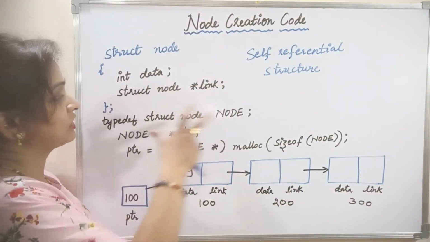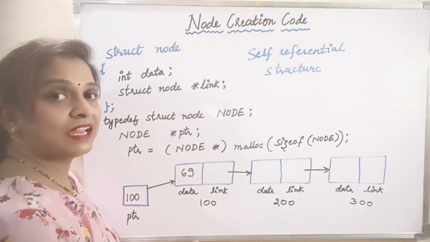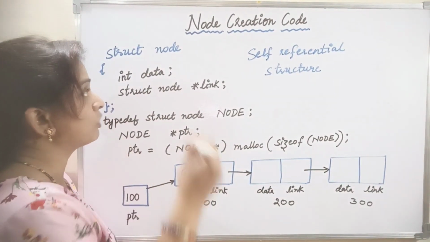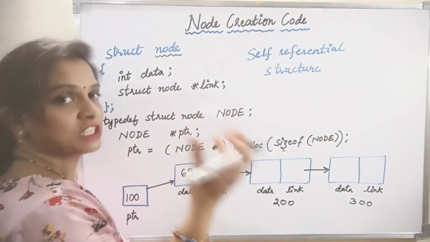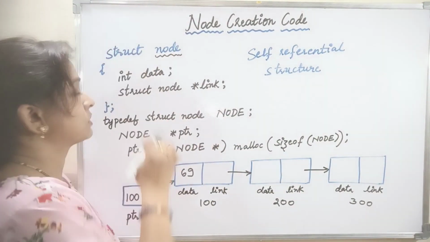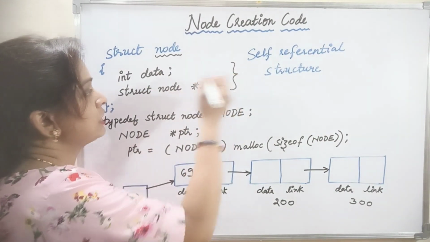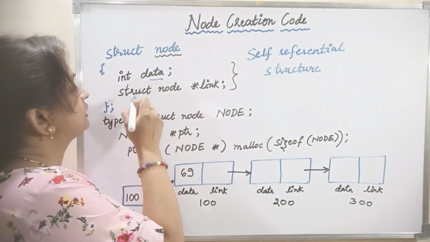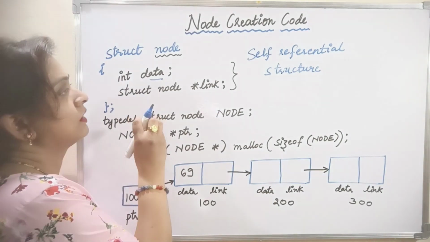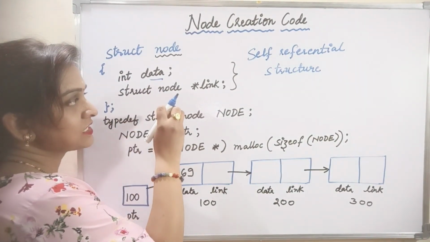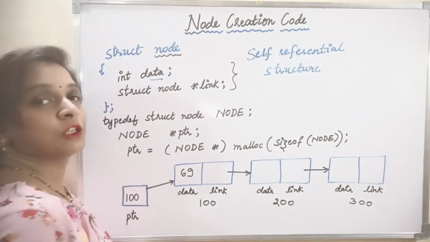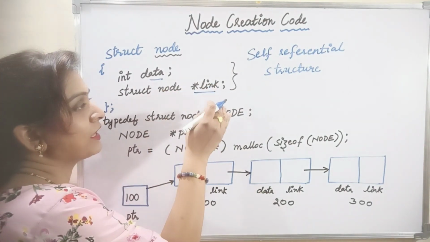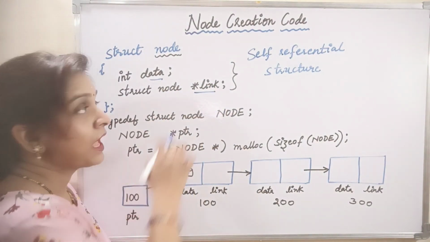Node creation code. This is the code we need to follow for linked list operations. So we need to create a structure. I can give the structure name as node itself. So the name of the structure, the new user defined data type that I am creating, is node, followed by two members. One is of integer type and the member name is data. The other one, look here. It is a special member, a member of the same user defined structure type itself. So it is struct node itself, but not a normal variable. It is a pointer variable.